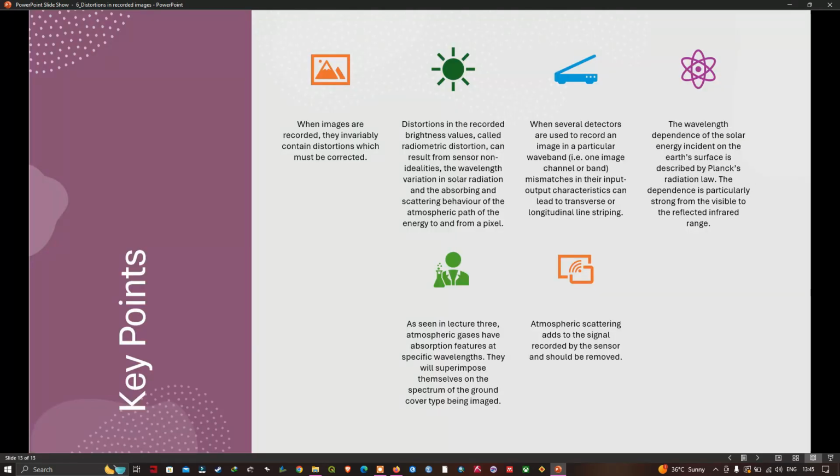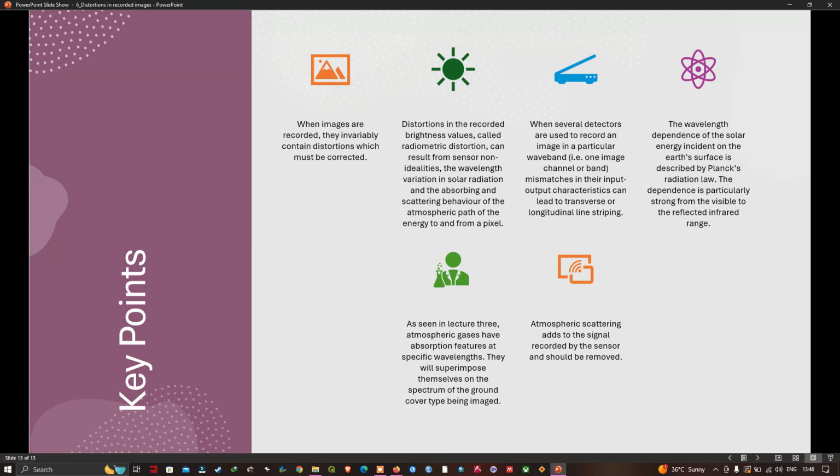So the key points covered in this video. When images are recorded, they invariably contain a distortion which must be corrected. The distortion in the recorded brightness values is called radiometric distortion. It can result from sensor non-idealities, the wavelength variation in the solar radiation, and the absorbing and scattering behavior of the atmospheric path of the energy to and from a pixel. When several detectors are used to record an image in a particular waveband, mismatches in their input-output characteristics can lead to transverse or longitudinal line striping.